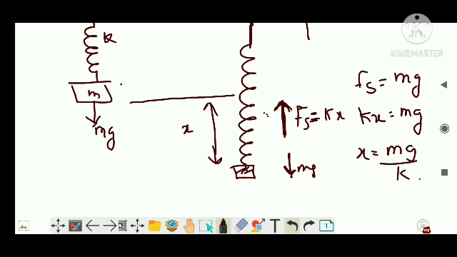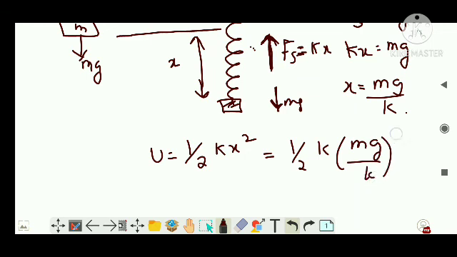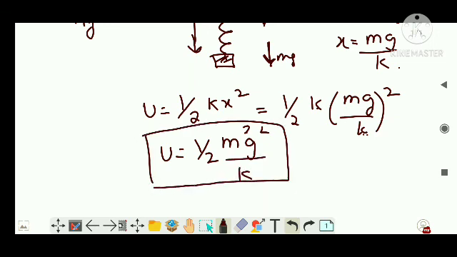Now what is the potential energy of the spring? We have written it as U is equal to half kx squared, the general equation for any position. So that is half k, and in place of x I will write (mg by k) whole squared. So you will get U is equal to half, there is a k, and there is k squared, so you can cancel one k. So half m squared g squared by k, that is the expression for potential energy.